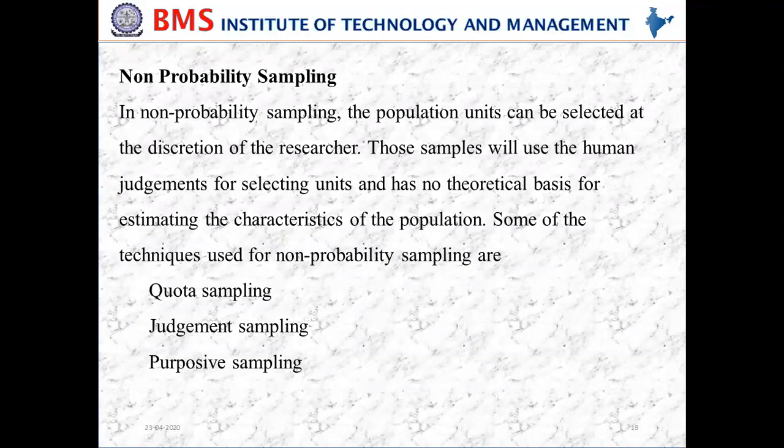In non-probability sampling, the population units can be selected at the discretion of the researcher. Those samples use human judgment. It is not like probability; we are not using probability here, but human judgment for selecting the units. So there is no theoretical basis for estimating the characteristics of the population. Some of the techniques used in this are quota sampling, judgment sampling, and purposive sampling.